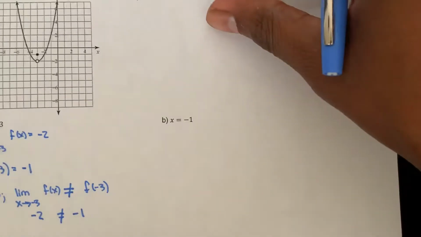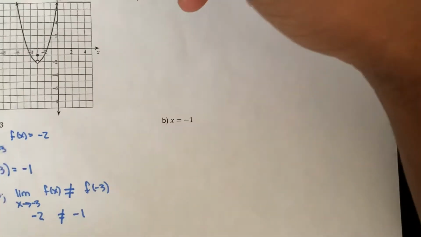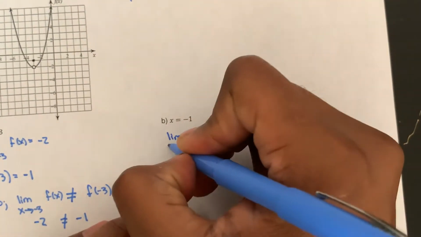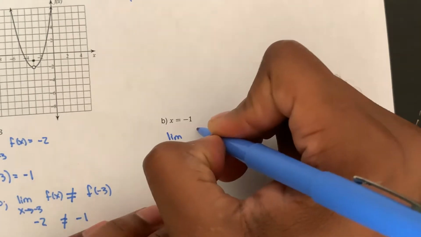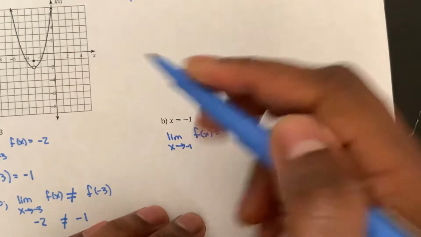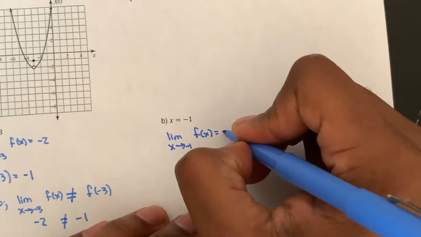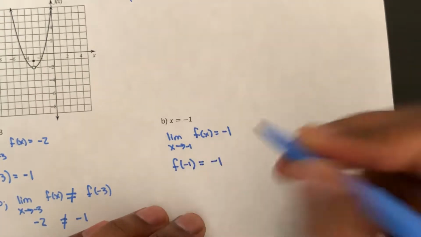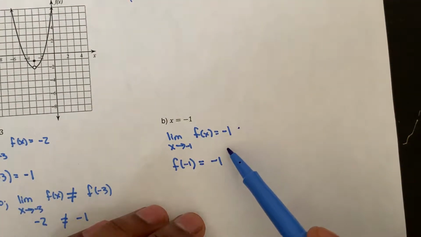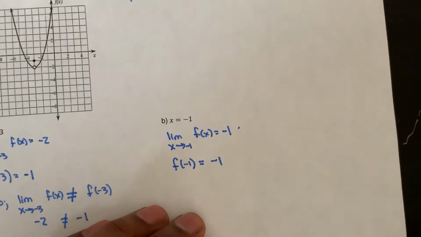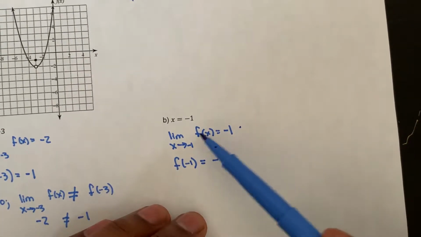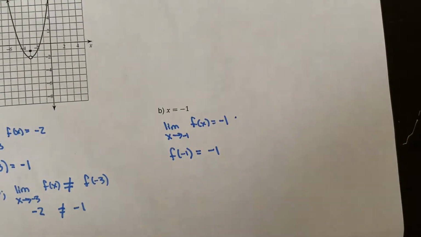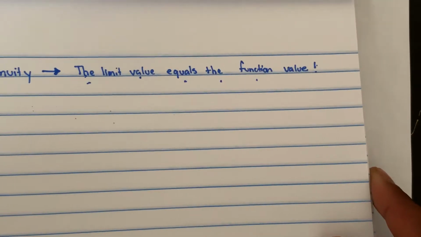Let's look at x equals -1. The limit as x approaches -1 for f of x is equal to -1. f of -1 also equals -1. The limit value and the function value are the same. So according to our definition, the function is continuous at x equals -1. That's it. So again, for continuity, the limit value equals the function value.